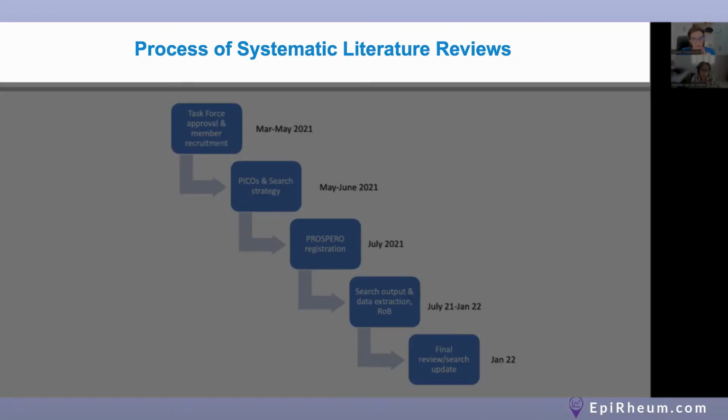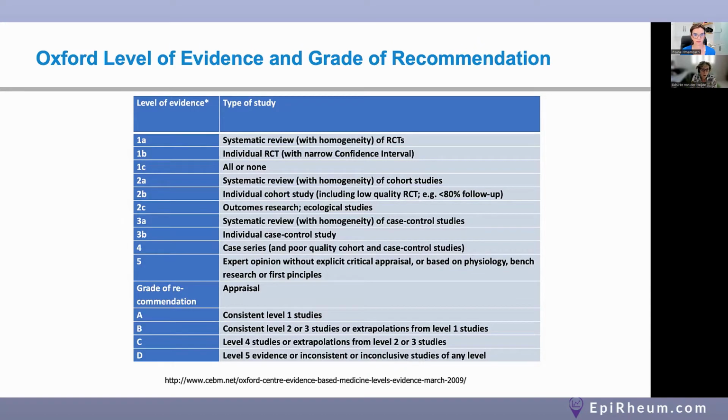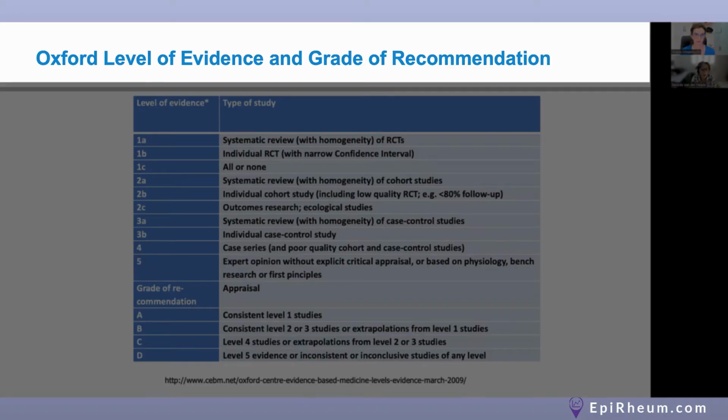If we then go to the process of the SLRs, you start with PICOs and the search strategy. Then we did a registration in PROSPERO. That's an important step. We did the search, the output, the data extraction, the risk of bias, and then you have the final review and the presentation of the slides, first in the steering group, and then later for the entire task force.